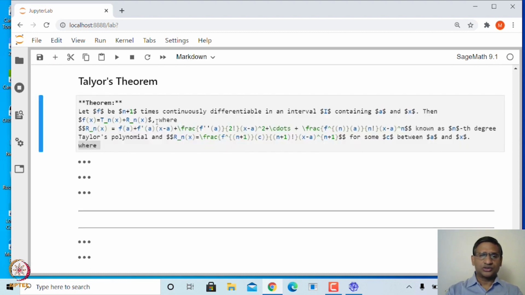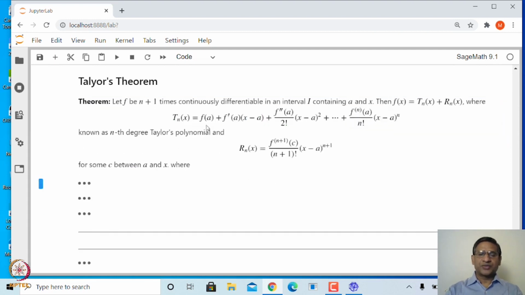This should be T n of x. So, T n of x is f of a plus f dash at a into x minus a plus f double dash at a divided by 2 factorial into x minus a whole square plus dot dot dot plus nth derivative of f at a divided by n factorial into x minus a to the power n. That is called nth degree Taylor's polynomial, and the function is approximated by nth degree polynomial with remainder.